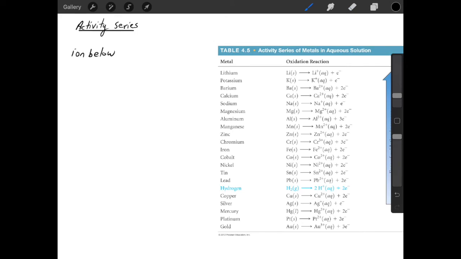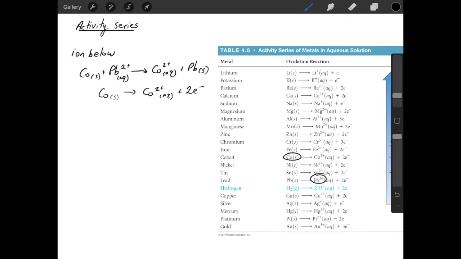In our fourth possible type of combination, we'll look at cobalt reacting with an ion below it. So we'll look at cobalt and lead 2+ ions. In this example, cobalt is higher on the activity series, so it oxidizes. And this process is absolutely possible. Cobalt is neutral. It can lose 2 electrons to form a 2+ charge. That's quite easy. And then those 2 electrons can be used in the reduction of lead 2+. And this process is also totally valid. So of all 4 combinations, only one of them will give you a valid result.